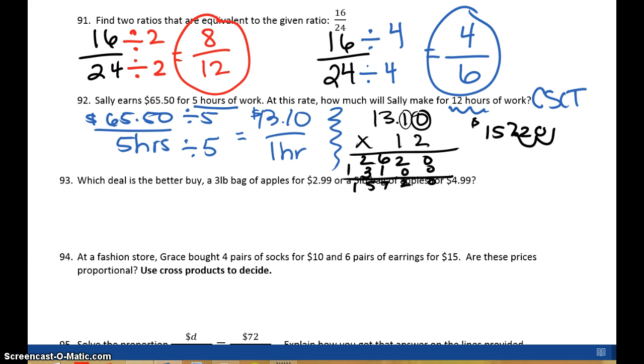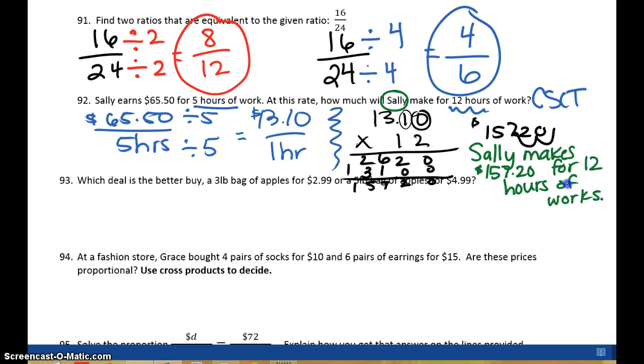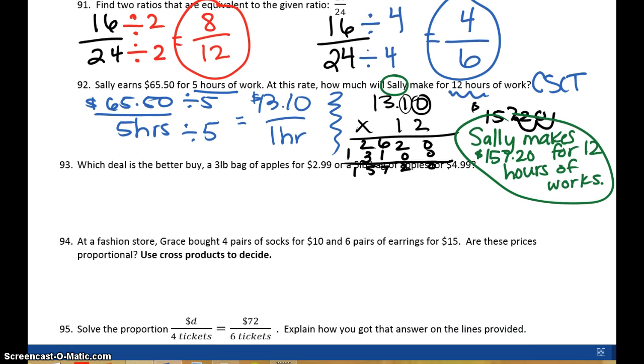I'm going to make sure I use the person they're talking about instead of just a pronoun like she. Use the name that they give you there, so make sure we're really clear. So we're going to write Sally makes $157.20 for 12 hours of work. Now, that's as clear as we can get. If someone were to read this answer, they would know exactly what the question asked us, and it gives us a nice, clear picture of what our answer should be.